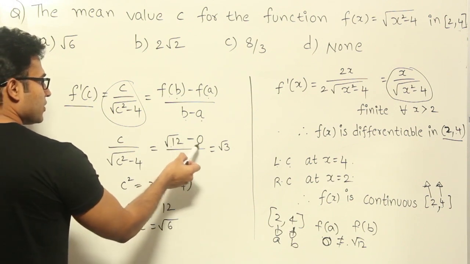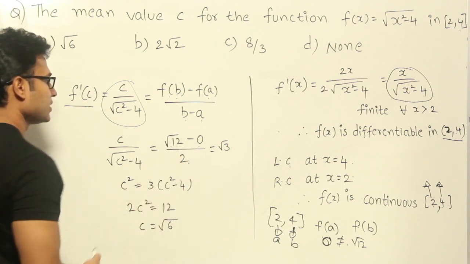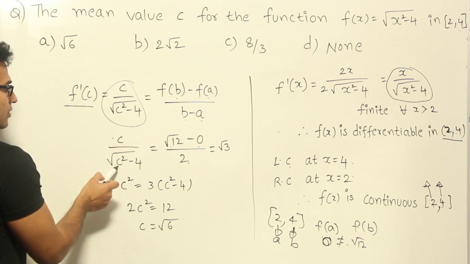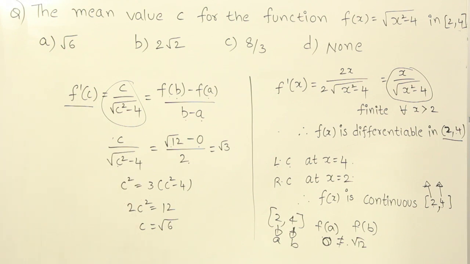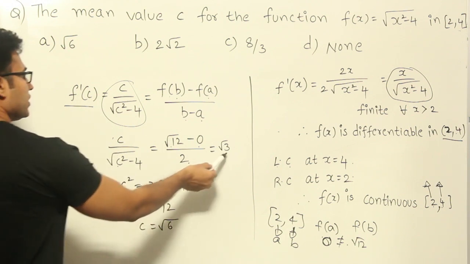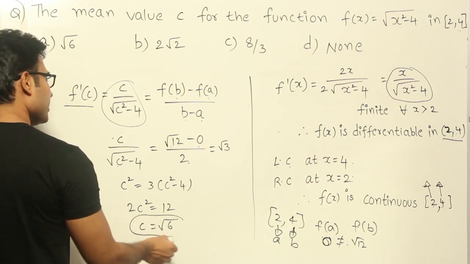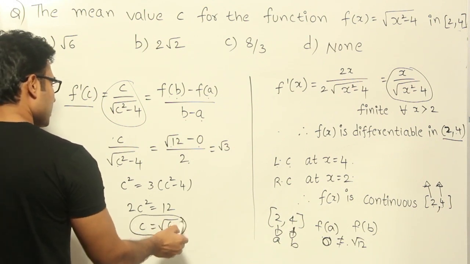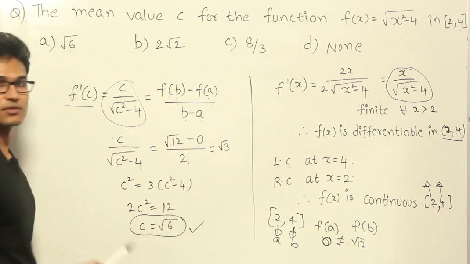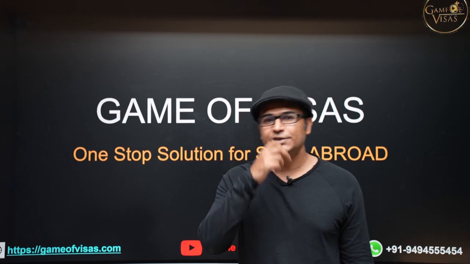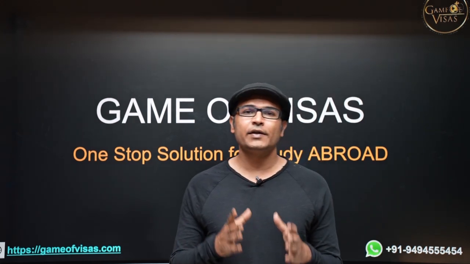f(b) is equal to 12, f(a) is equal to 0, and b minus a is 2, right? So C by square root of C squared minus 4 equals root 3. If you solve it, you are going to get that the point C is root 6. Got it? Okay.